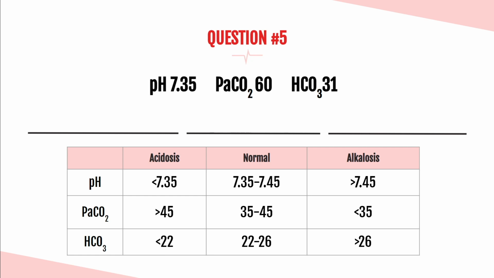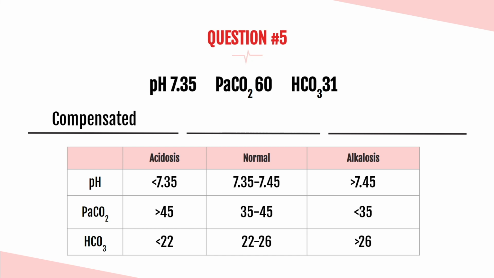Question number 5. We've got a pH of 7.35, a PaCO2 of 60, and a bicarb of 31. Let's give this guy a name. What's our pH? 7.35. Is it normal or abnormal? It's normal. So our first name is going to be what? It's going to be compensated. A normal pH will give you a compensated first name.